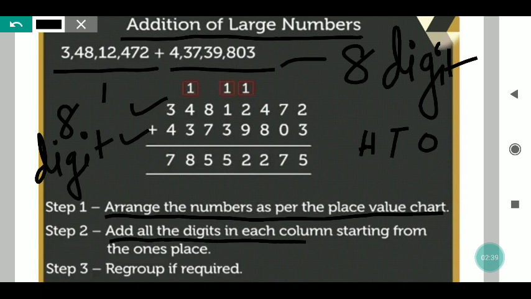Add all the digits in each column starting from the ones place. We have to add the digits starting from the ones place. So you can see here upside is 2, downside is 3. So 2 plus 3 is 5. So easy. Now next is 7 plus 0, 7. Yes. Now 4 plus 8, 12.